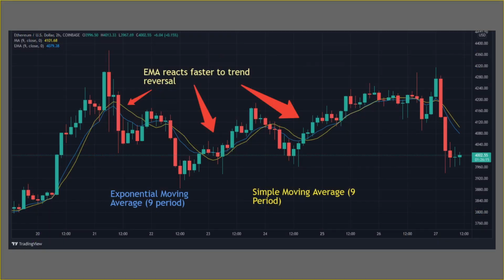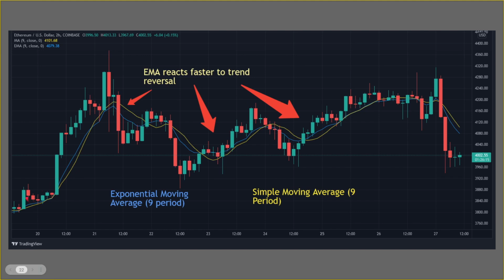Now here's an example of comparing shorter time frame moving averages. This is the MA 9 close, on the Ethereum 2-hour chart. Here we're seeing the moving average in yellow and the exponential moving average, the EMA, in blue. Particularly here, we're in this uptrend.